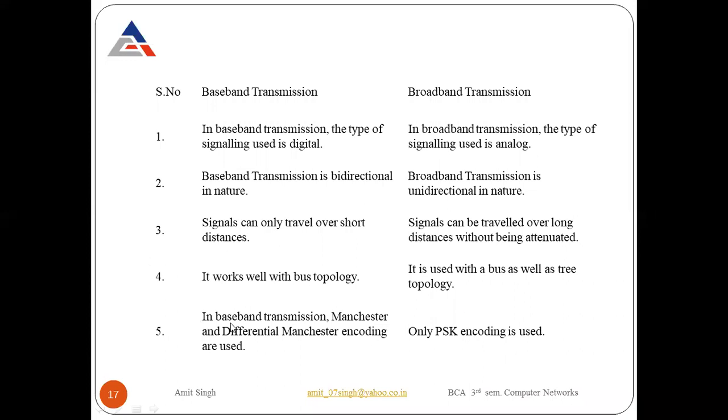And in the last, in the case of baseband, Manchester and differential Manchester encodings are used. Encoding means we have different types of encoding. Whenever we are using the baseband transmission, the encoding methods that are used are called Manchester and differential Manchester encodings. And in the case of broadband, only PSK, phase shift keying, encoding is used. It is one of the other types of encoding, the PSK encoding, used in the case of broadband transmission.